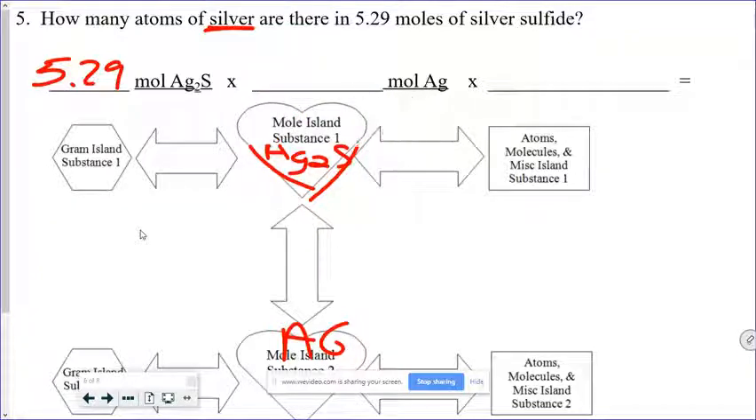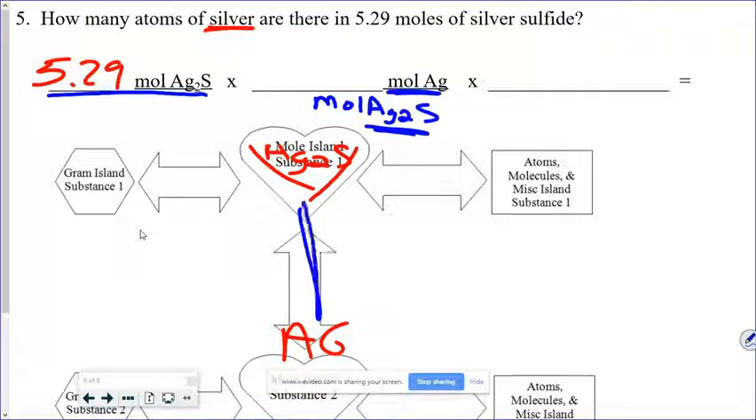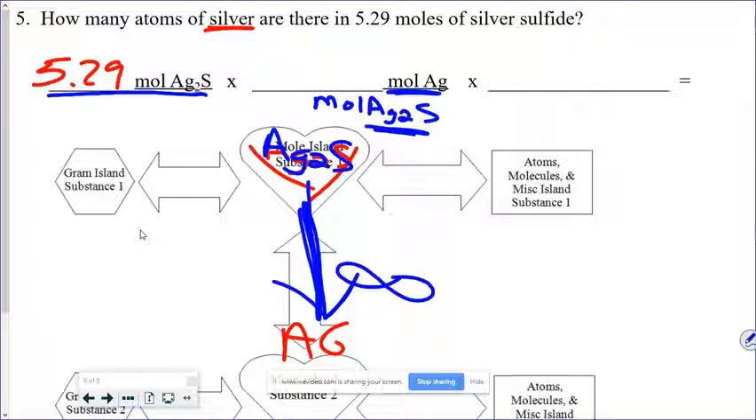I'm going to erase this a little bit, lower it a little bit. So whatever label I have right here up on top, I have to put on the bottom of the next step. So that's going to be moles of Ag2S. So we're going from silver sulfide to silver. We have to go across this mole bridge. If you look on the cover of your unit pack, it talks about infinite sig figs when it comes to subscripts. So we'll talk about that as we're moving along. But what we're going to do is move from the silver sulfide that's up here, and move down here to silver at the next mole island.